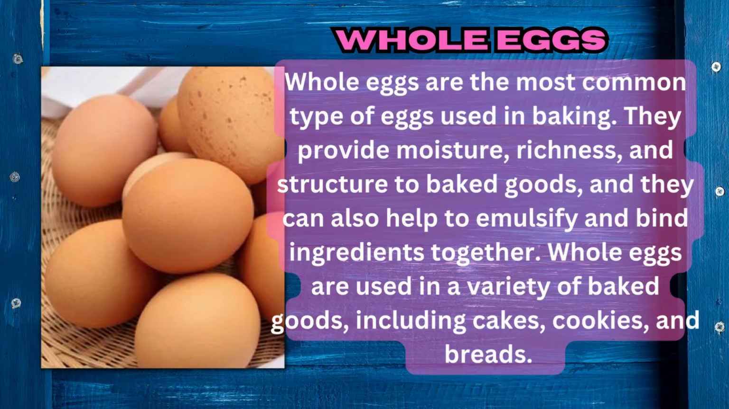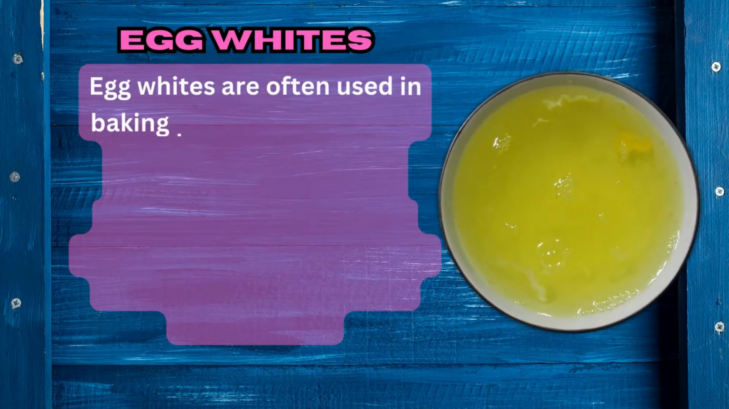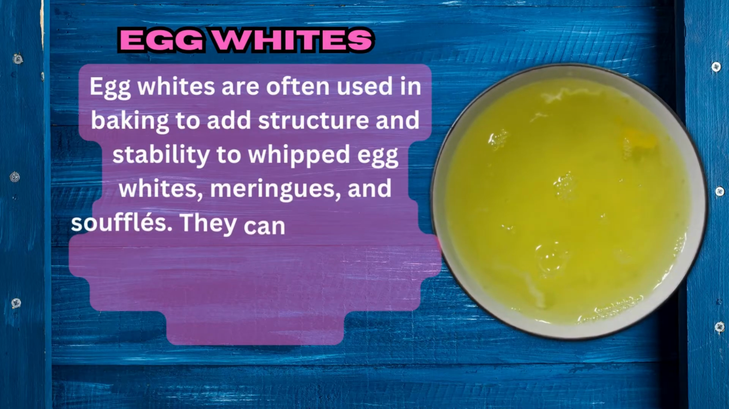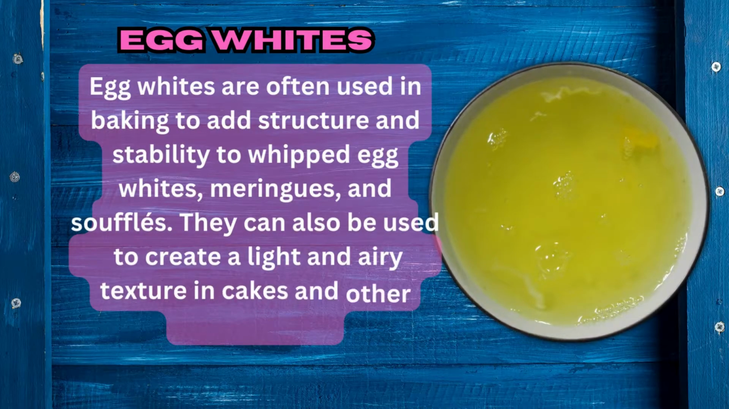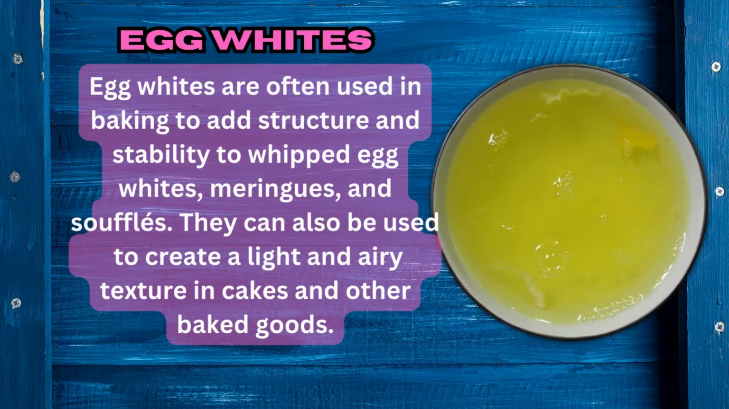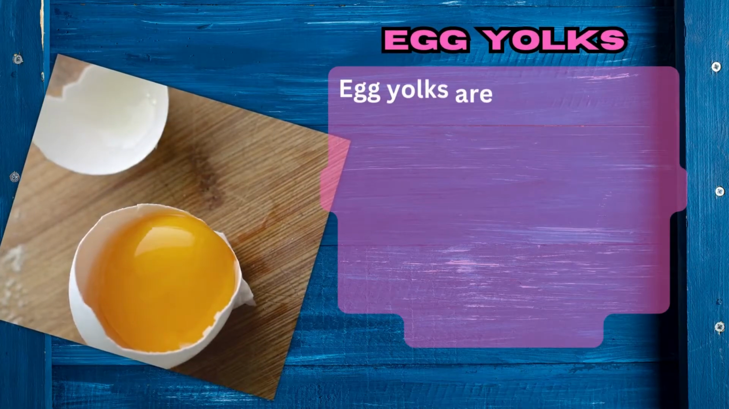Whole eggs are used in a variety of baked goods, including cakes, cookies, and breads. B. Egg whites. Egg whites are often used in baking to add structure and stability to whipped egg whites, meringues, and soufflé. They can also be used to create a light and airy texture in cakes and other baked goods. C. Egg yolks.